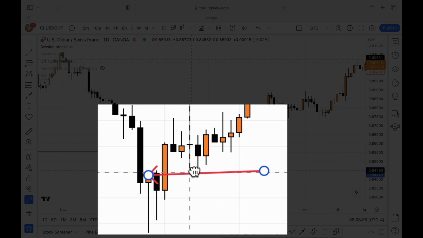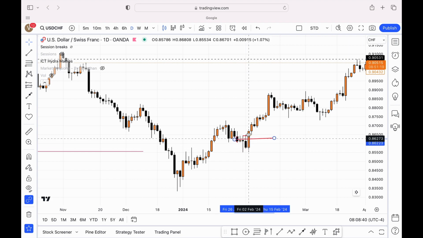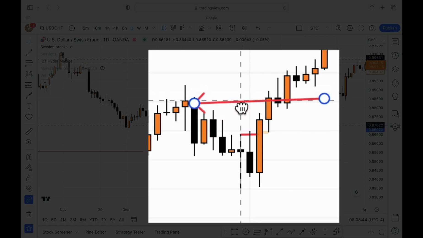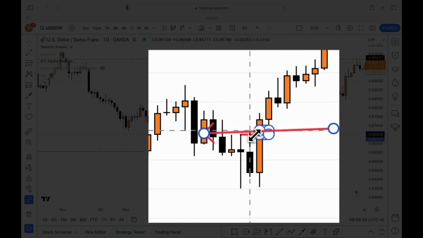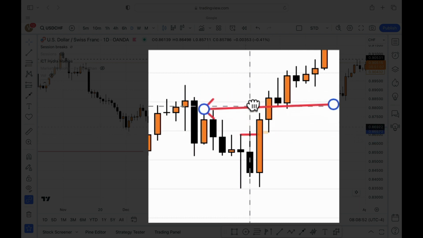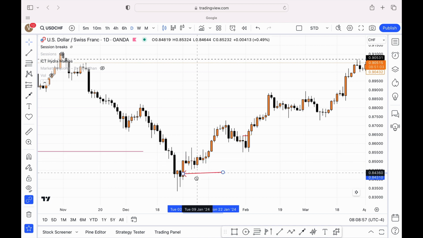Now, if you notice the difference between, for example, let's have a look at these 3 candles right here. The first candle, you can see the wick overlaps with the third candle. So there's no gaps with these 3 candle sequence. But right here, you can see this gap.